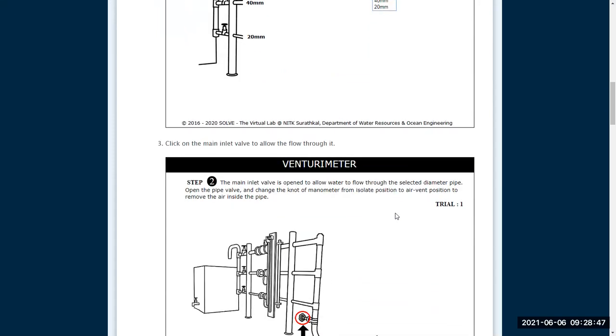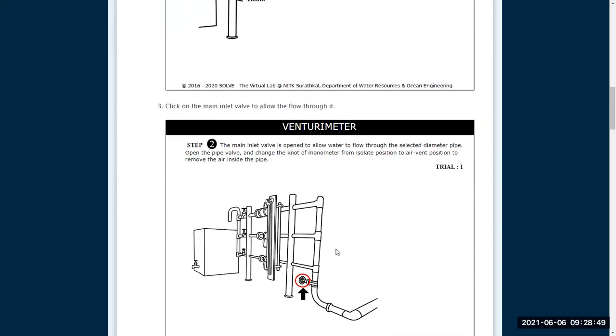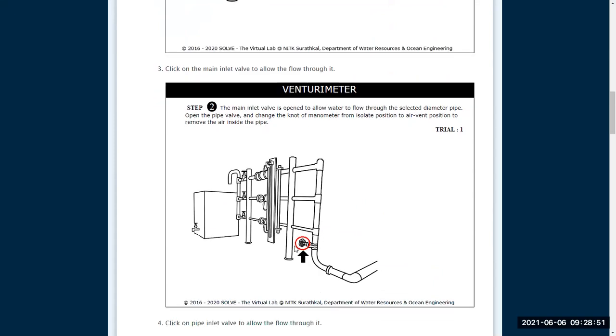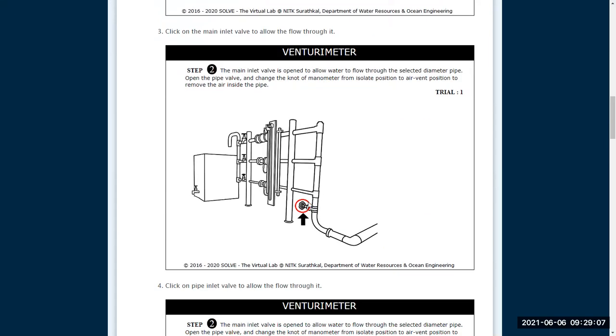The second step is to open the main valve through which the water flows through the selected diameter of pipe. You can see here this red color mark indicates the inlet valve. So first you should open this valve. This valve should be opened for the diameter of the pipe you are using to measure the coefficient of discharge.